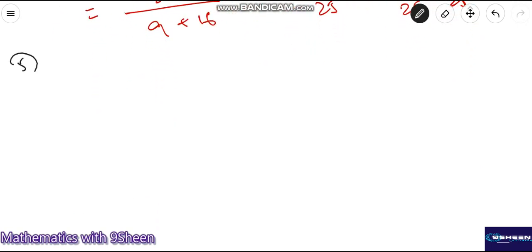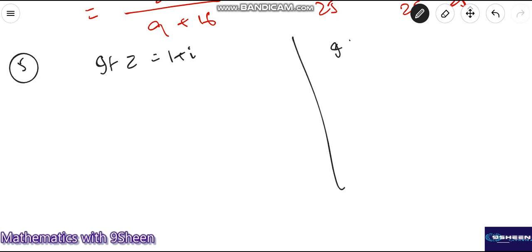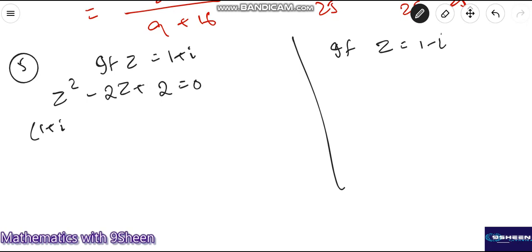Start question number 5. You have two parts. If z is equal to 1 plus iota and if z is equal to 1 minus iota, and the given equation is z square minus 2z plus 2 is equal to 0. Substitute the value of z, 1 plus iota: 1 plus iota whole square minus 2 times 1 plus iota and plus 2.